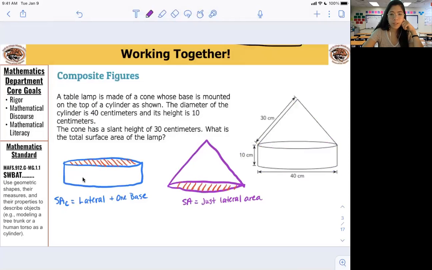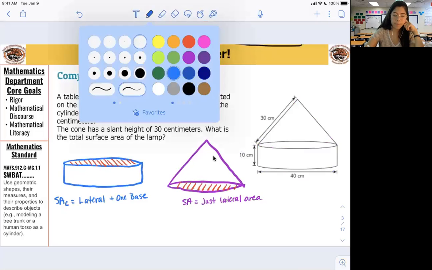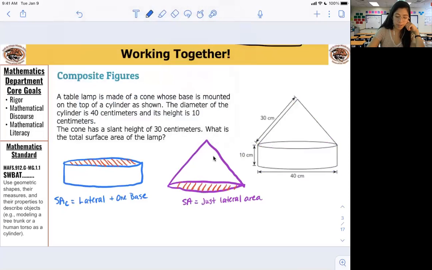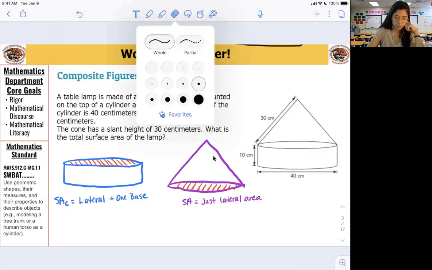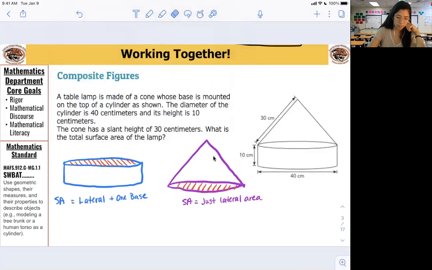So back to the cylinder. What's the formula for lateral area? Now this time you should have it because we just did it. 2 pi RH, good. So it's 2 pi RH. How about the base area? Pi r squared. Good, the area of the circle. And then you might have to look back in your notes, but what's the lateral area of a cone?